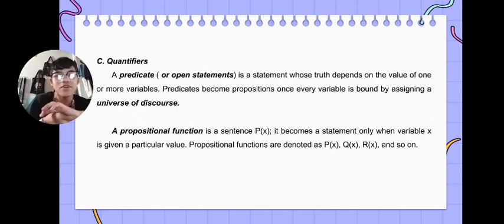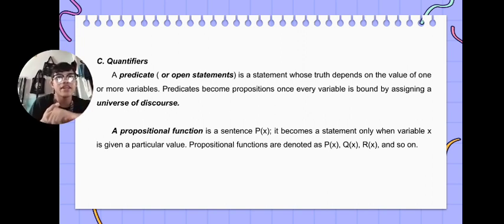Quantifiers. Quantifiers, a predicate or open statement. It is a statement whose truth depends on the value of one or more variables. Predicates become propositions once every variable is bound by assigning a universe of discourse. And also, most propositions are defined in terms of predicates.